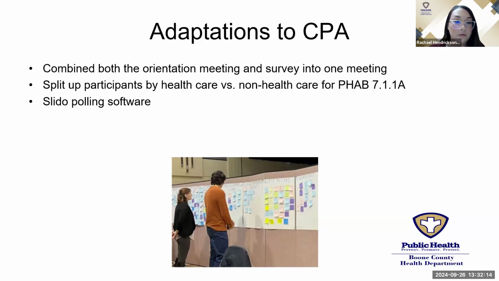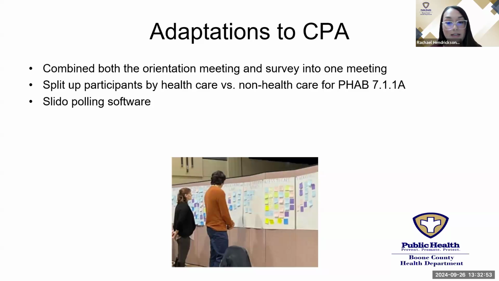live together. So what we did as well to adapt it is we ended up splitting up our participants. One side of the room was general community partners, and the other side of the room was healthcare. And the reason we did that was to meet FAB Measure 711A. So while we're trying to meet CHA-CHIP requirements for the state, we're also trying to simultaneously meet public health accreditation requirements. And 711A is engaging with the healthcare delivery system to assess access to healthcare services. So very similar to the other side of the room, but more tailored specifically to healthcare services.